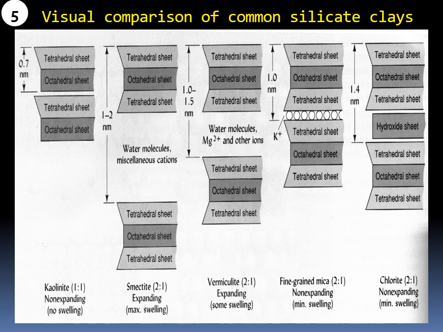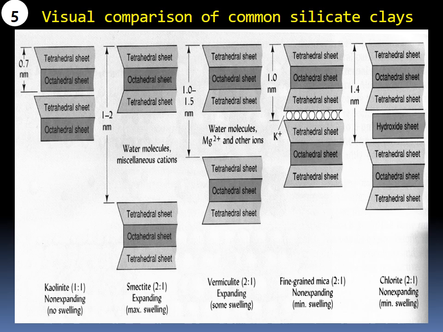Now, if you go to the second example of 2-to-1, which is vermiculite, you also have TOT as a layer and then another TOT. But the difference between them, why we say it has some swelling, is that if you look at the interspace between the layers, you would have water molecules plus magnesium and other ions. So these are forming bonds, and this bond is relatively weaker than the hydrogen bond, but you have a stronger bond than in the condition of smectite. That's why when water tries to come in, it only allows some expansion, but not as much as in the case of smectite.